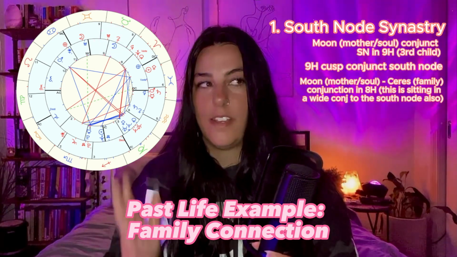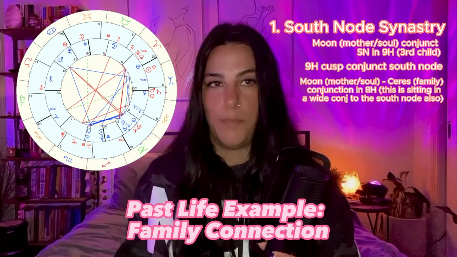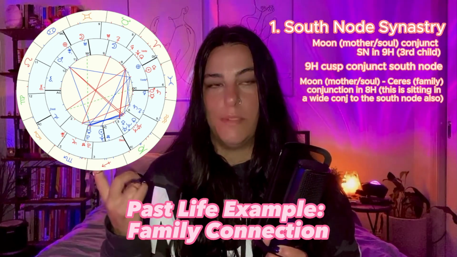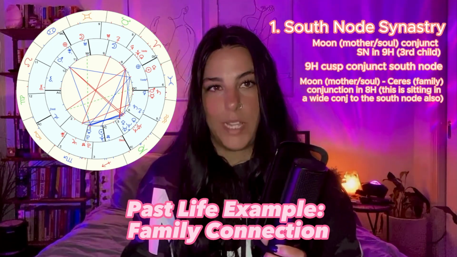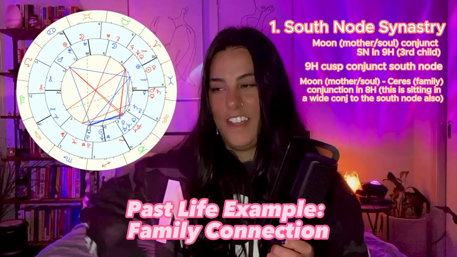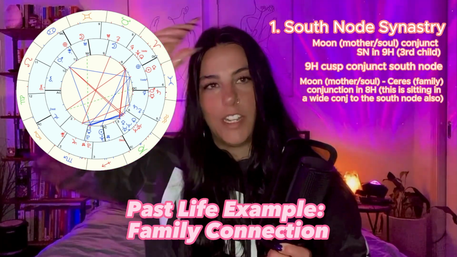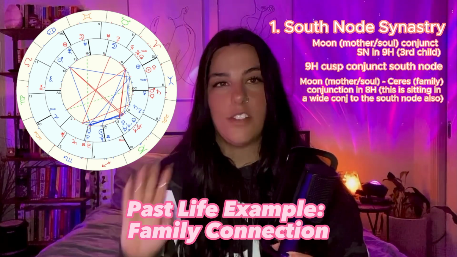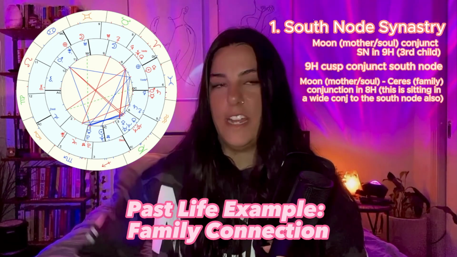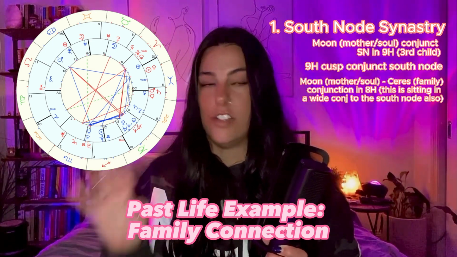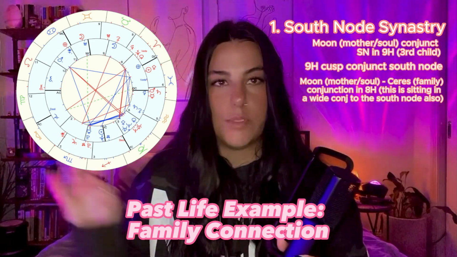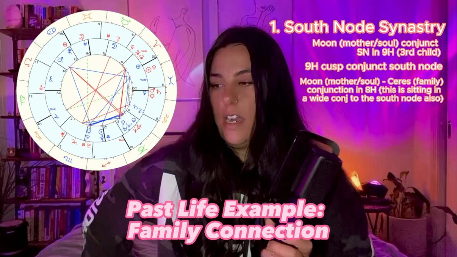Ceres is the biggest celestial body in the solar system, aside from Pluto, that isn't a planet, because technically Pluto isn't a planet. It's a dwarf planet. Ceres is in a similar realm of things, so it is quite an important asteroid to look at. And Ceres has ties to family energy. So anytime you see Ceres, think family. Some sort of family vibe with them.